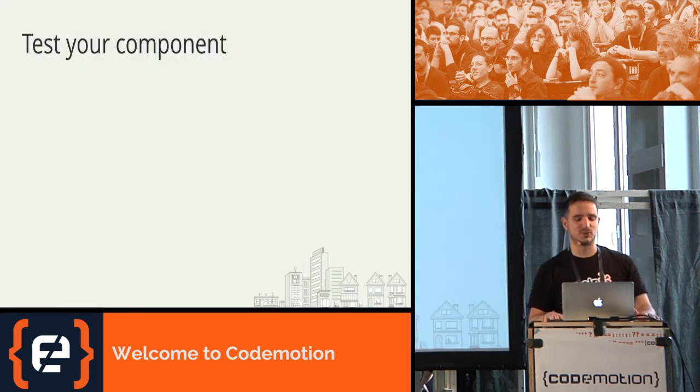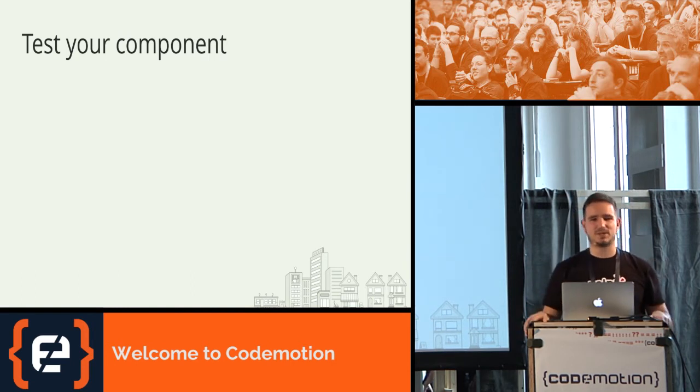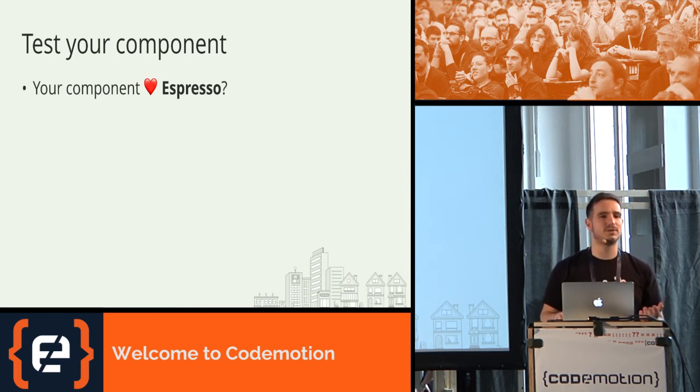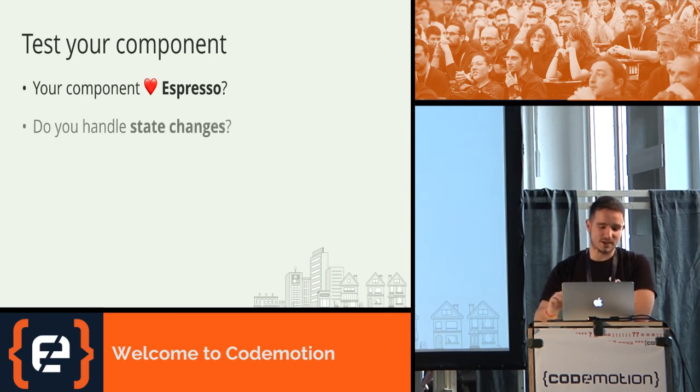Then we require you to test your components. First of all, we use Espresso for our UI testing. So your component must work with Espresso. This is really important because we want to be able to test our screens. And if you create a component that is not testable, that's not going to go anywhere. If you have state changes, like if you have a toggle button, it probably makes sense for you to write some JUnit tests for that.